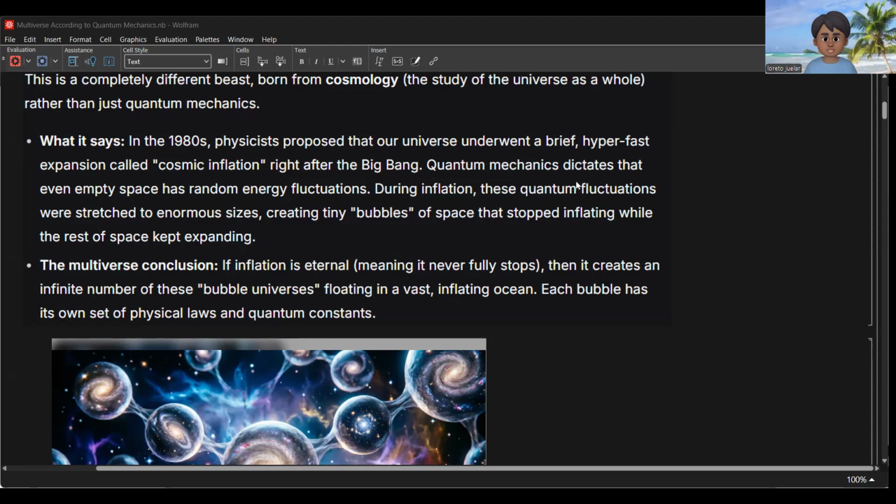So quantum mechanics dictates that even empty space has random energy fluctuations. During inflation, these quantum fluctuations were stretched to enormous sizes, creating tiny bubbles of space that stopped inflating while the rest of space kept expanding.